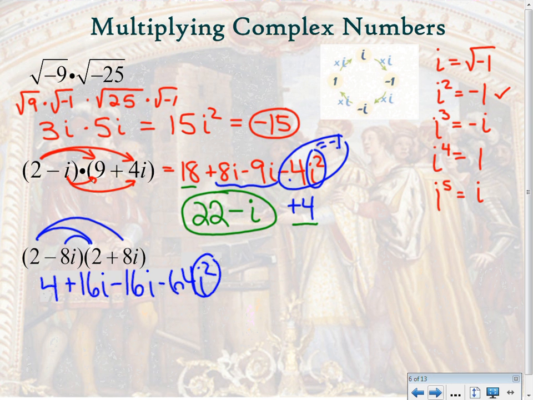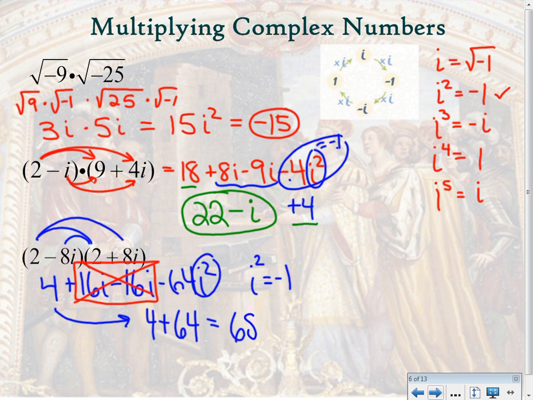Again, i squared goes back from the imaginary world to the real world. We have negative 1. So this is really positive 64 over here. Notice these middle terms for this particular problem are going to cancel out. And this 4 is just going to come down. The final answer is 68. So you can get a real number answer out of something that started imaginary.